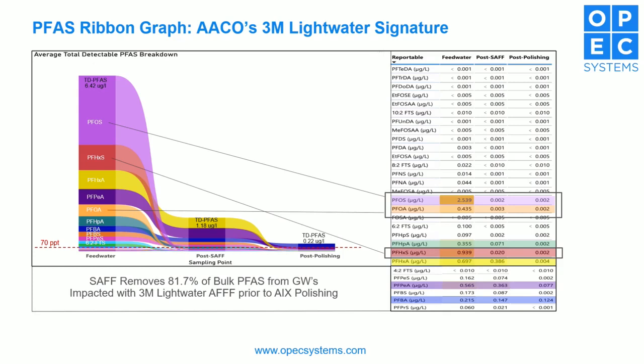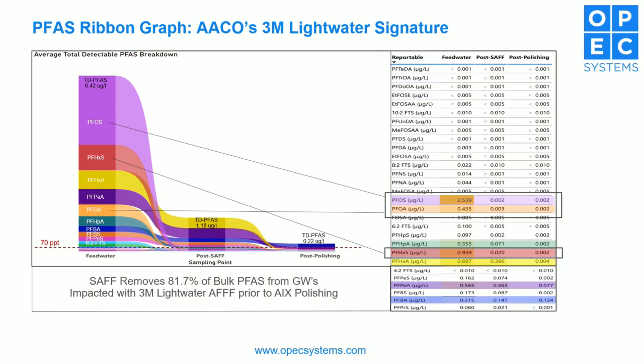It shows the performance of the Oakey plant. So up at Oakey, we monitor about 32 PFAS compounds on a weekly basis. And in this ribbon graph, where we're monitoring these 32 compounds, there's about 14 detectable PFAS compounds in the feed water. The graph's showing the feed water concentrations, the post-SAFF concentrations, and the final polishing anion exchange resin concentrations.